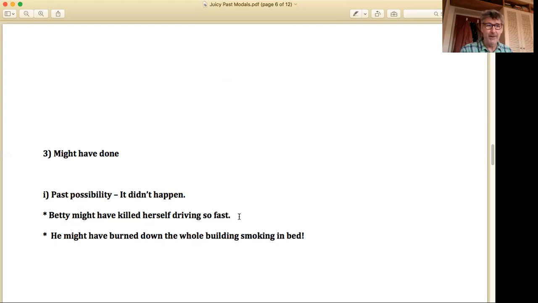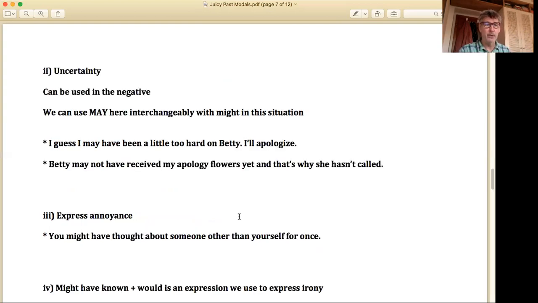And there are some more examples there. And again, we have something that is uncertain. With might have, there are situations where you can change it with may. And again, may is a little more formal. So here, I guess I may have been a little too hard on Betty.